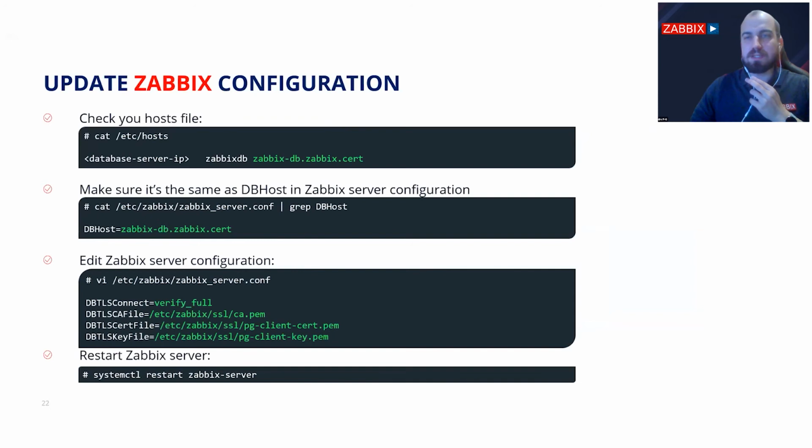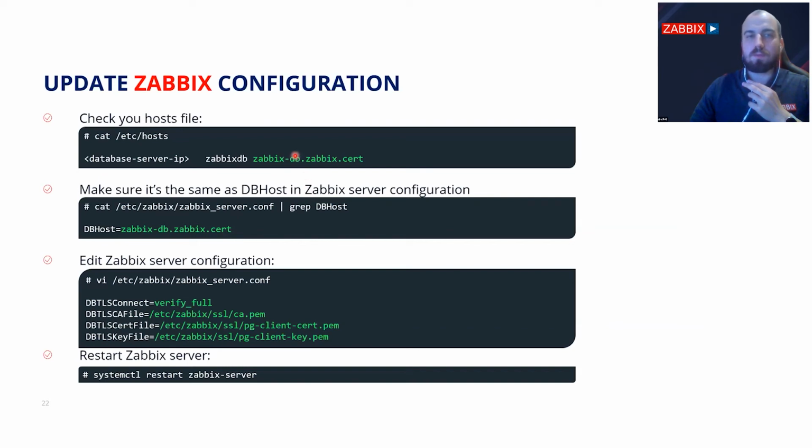After that, update the Zabbix configuration. But before you do, check your hosts file. So check that you have your database server IP by the host name, zabbix-db.zabbix.cert, just as it was in the certificates as we added it earlier. So when you've checked and yes, it's the same, then make sure it's the same as DBHost in Zabbix server configuration file. So again, it should be zabbix-db.zabbix.cert.